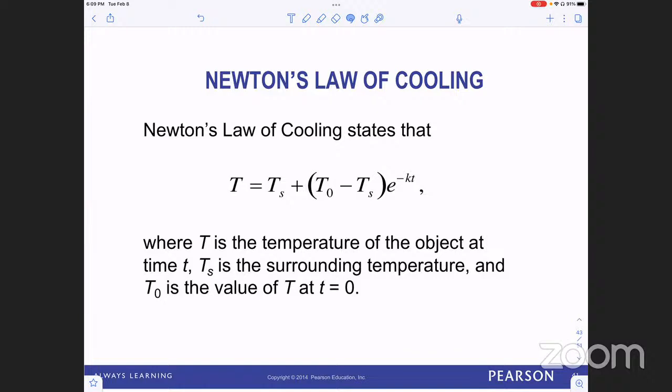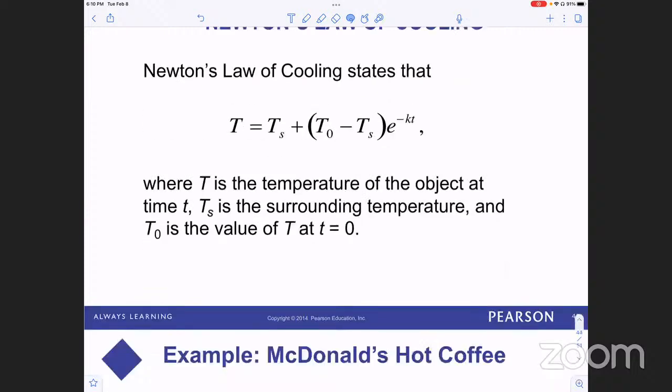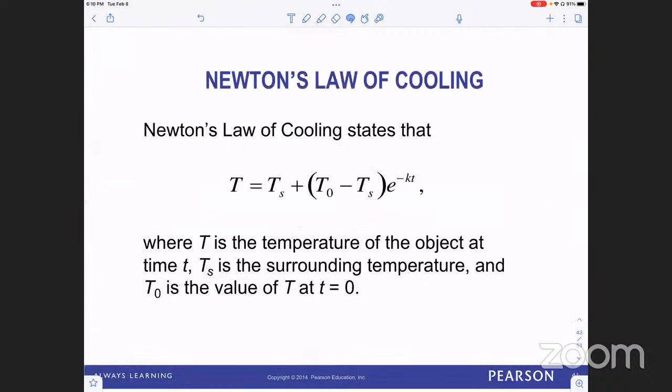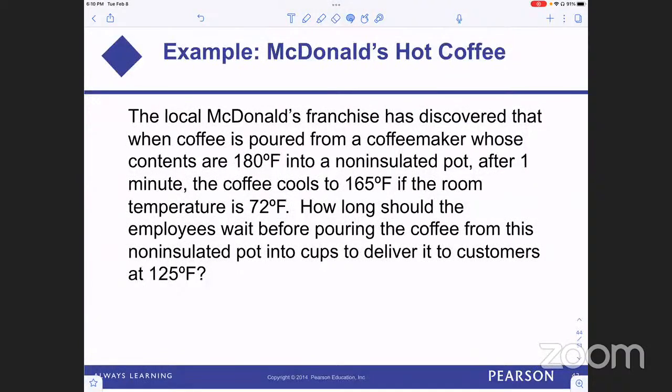Newton's law of cooling states that T equals this, where T is the temperature of the object at time t, T sub S is the surrounding temperature, and T naught is the value of T when the time is 0, the temperature at time 0. So T is the temperature of an object based on time, and then you have the surrounding temperature and the temperature when time was 0.